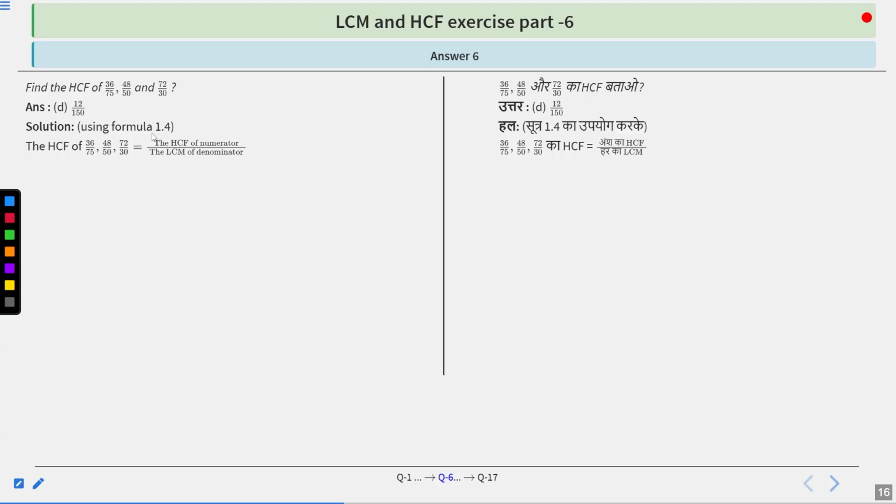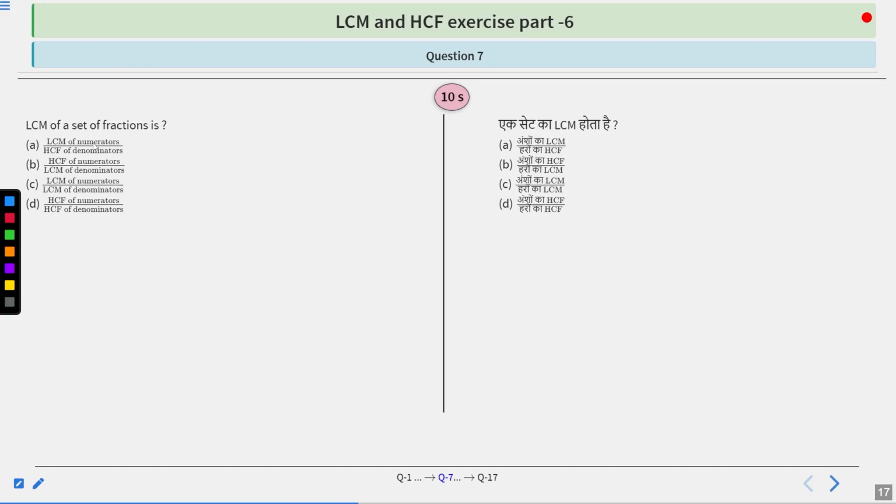Now formula 1.4 says that the HCF of fractions is equal to HCF of numerator upon LCM of denominator. Here the fractions are 36 upon 75, 48 upon 50 and 72 upon 30. So the HCF of 36, 48 and 72 is 12, whereas the LCM of 75, 50 and 30 is 150. So the HCF of fractions is 12 upon 150. Option number D is the correct answer.